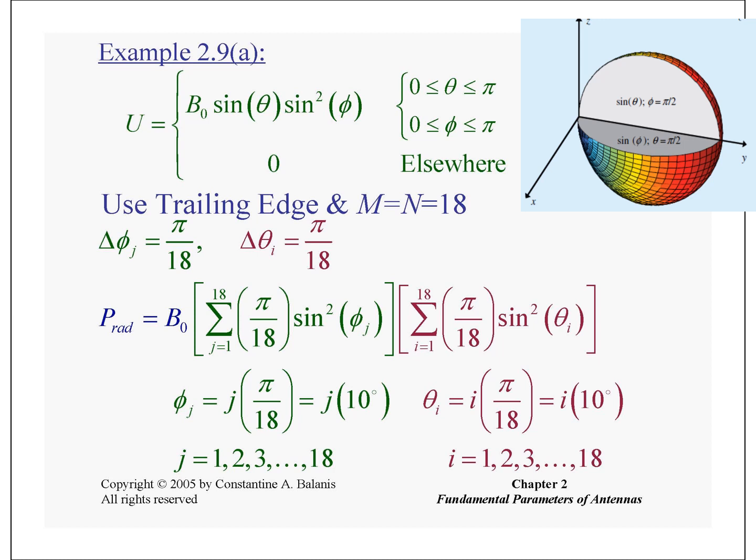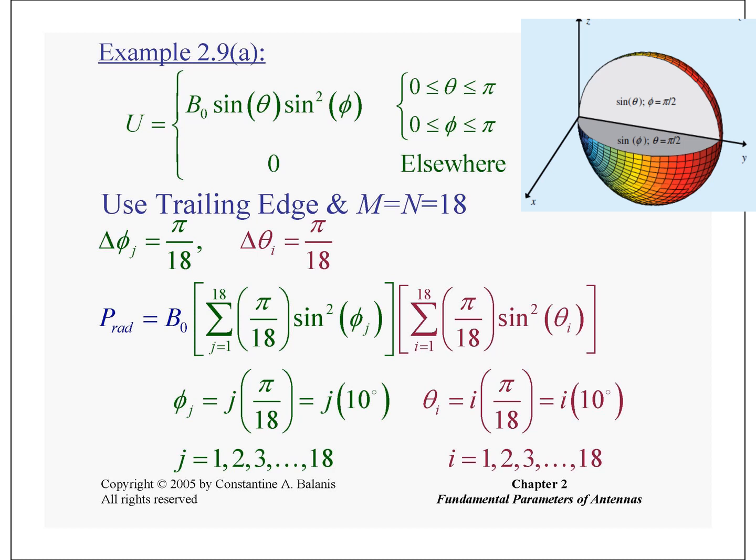Now using a numerical equation for the total radiated power, so integration is replaced by summation. The green summation is for the phi integral, and the pink one is for the theta integral. Both integrals, because the functions are the same, sine square phi j and sine square theta i, will give the same results, you will see.